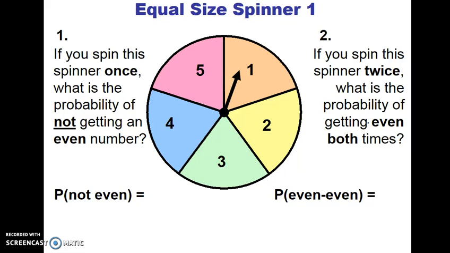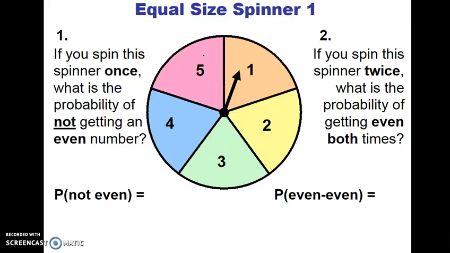So here's an example of a spinner where each of the wedges are equal size. And if you spin the spinner once, what is the probability of not getting an even number? Well, to spin it once, you don't really have to do anything special to find the probability. Just the denominator is the total number of possible outcomes, which are 5, and the numerator would be the number of things that are not even.